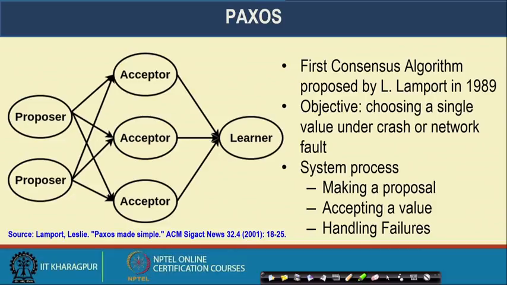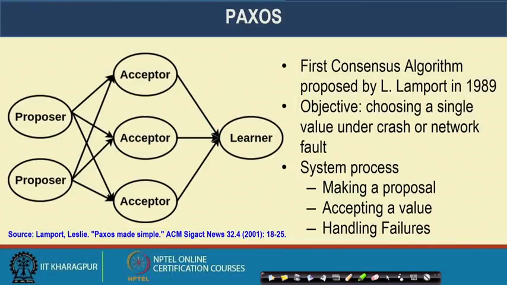Paxos has an interesting history. It was the first consensus algorithm, proposed by Leslie Lamport in 1989, and the objective of Paxos was to choose a single value under a crash or network fault.